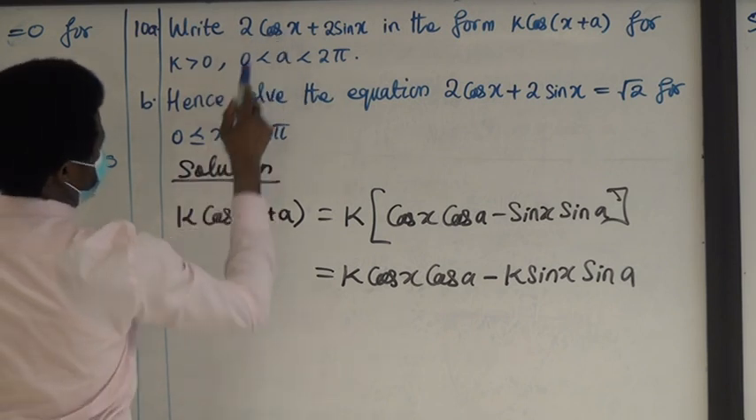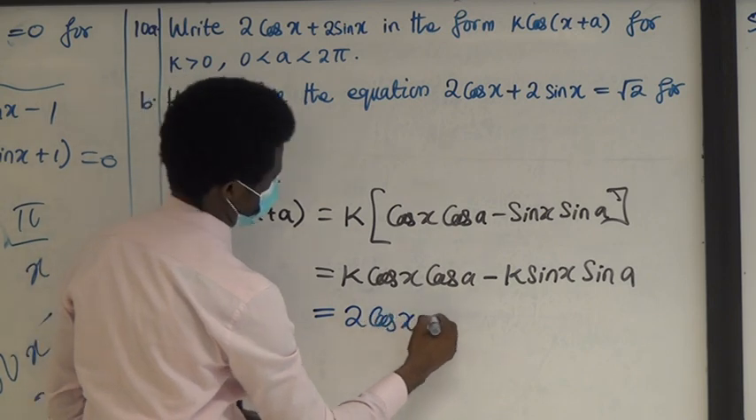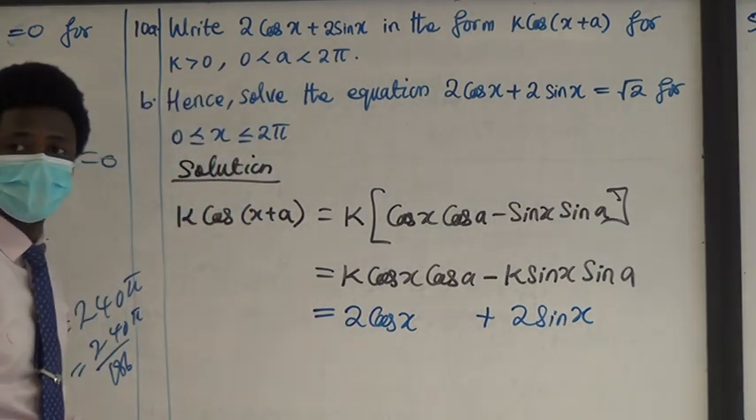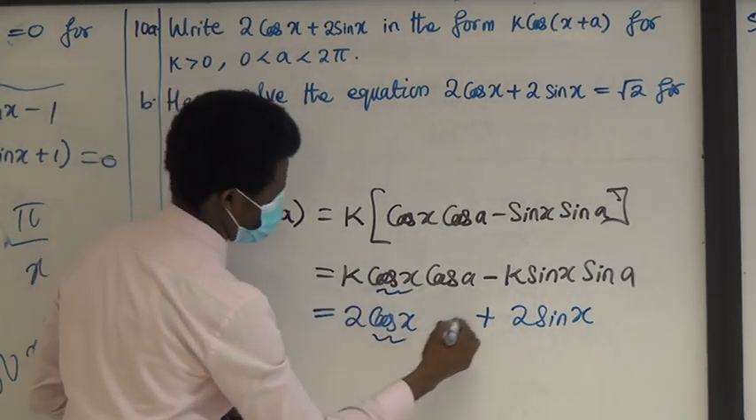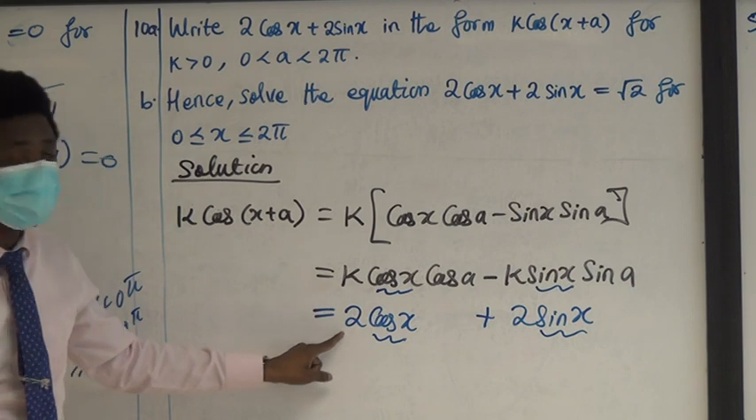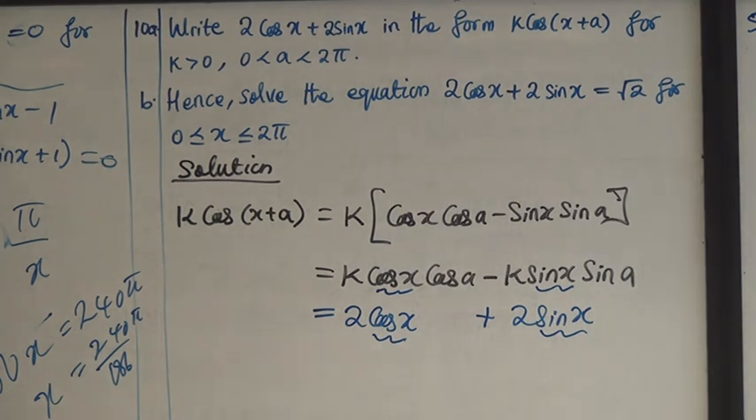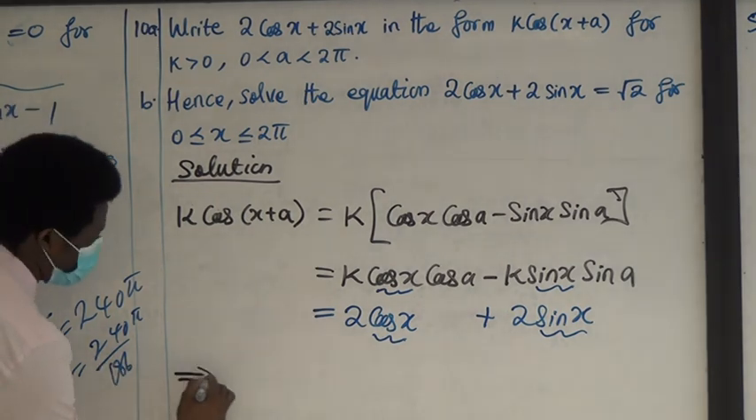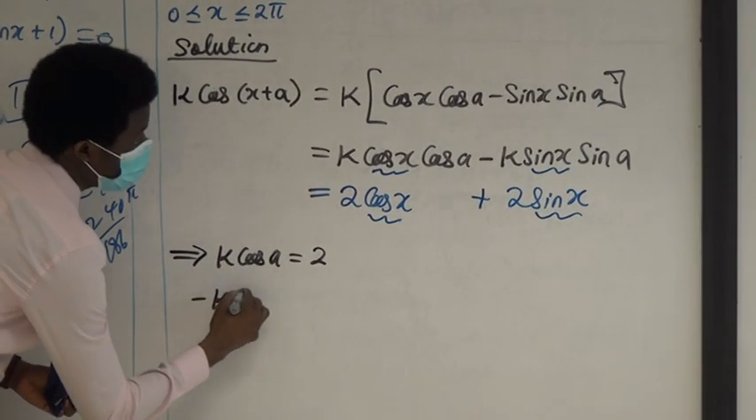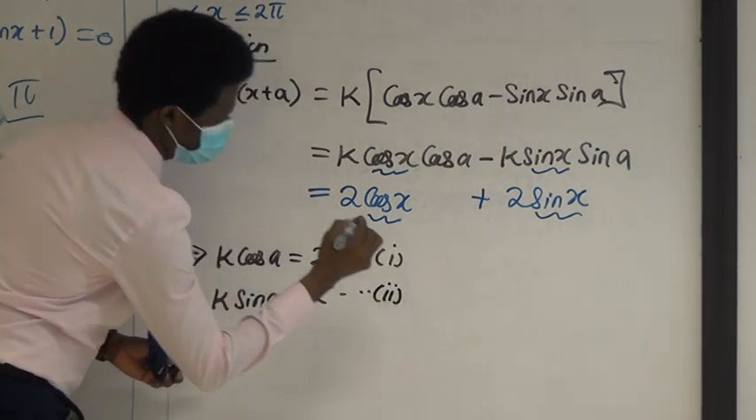Remember, you're now going to compare this with what? 2 cos x plus 2 sin x. Okay? This is this. This is this. If you are comparing, it means k cos a is 2 and minus k sin a is also 2. So when you compare, this implies that k cos a is equal to 2, negative k sin a is equal to 2. So this is equation 1 and this is equation 2.